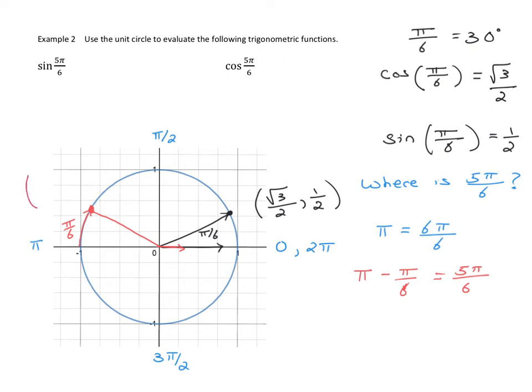The coordinates of this point are negative root 3 over 2, comma, positive 1/2. This became negative. This stayed the same. We can now answer what sine of 5 pi over 6 is equal to. Sine of 5 pi over 6 is going to be the y coordinate of this point. So the answer would be 1/2.